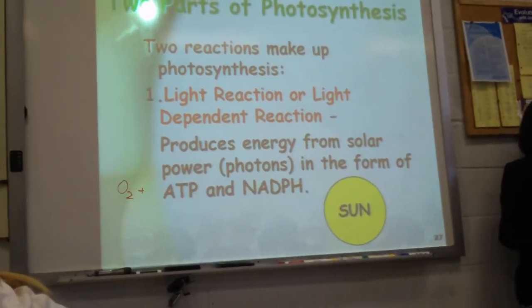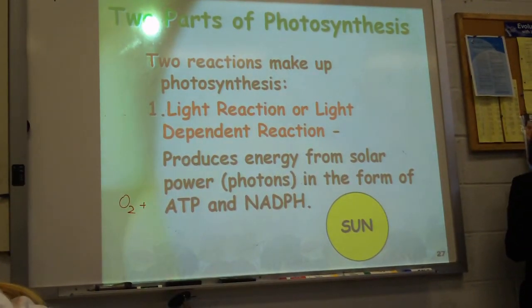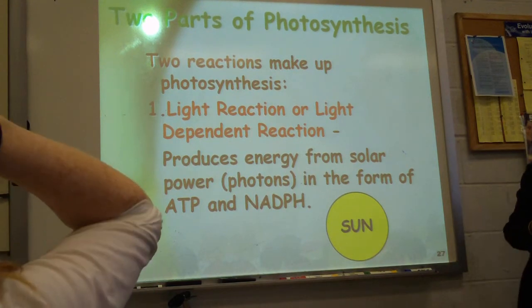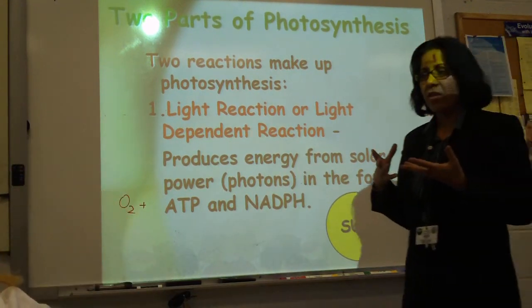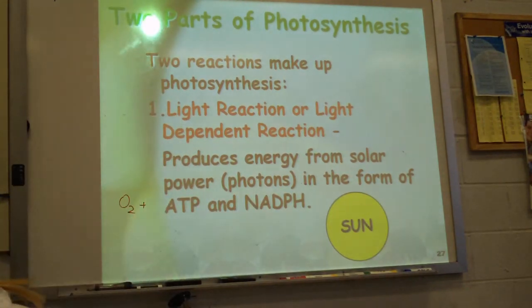So when they're light dependent, it means they need sunlight. The end product, if you look at the last page of your packet, where we filled out the picture, the left part of that picture is the light reaction.